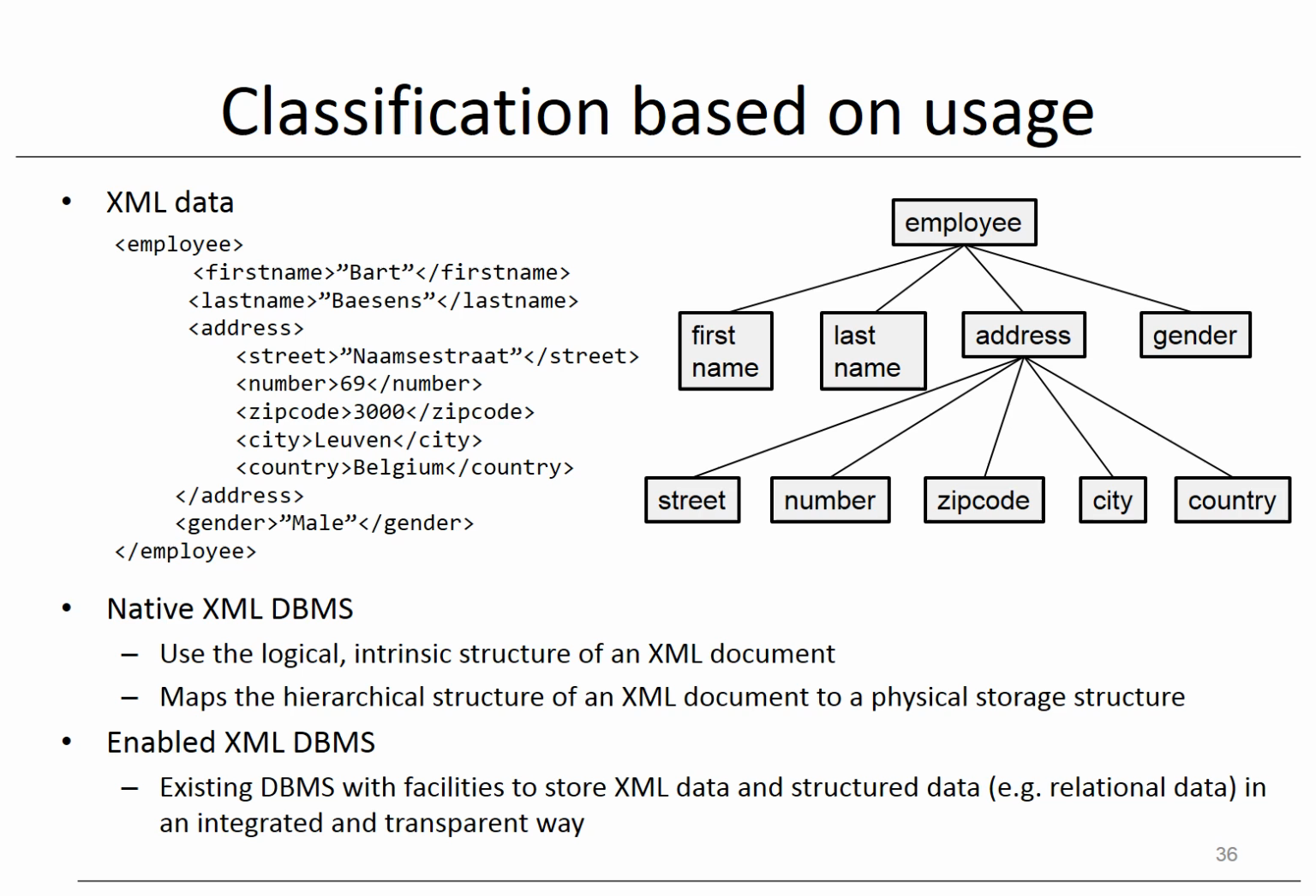Native XML DBMSs store XML data by using the logical, intrinsic structure of the XML document. More specifically, they map the hierarchical or tree structure of an XML document to a physical storage structure. Enabled XML DBMSs are existing DBMSs which are extended with facilities to store XML data and structured data in an integrated and transparent way. Both types of DBMSs also provide facilities to query XML data.